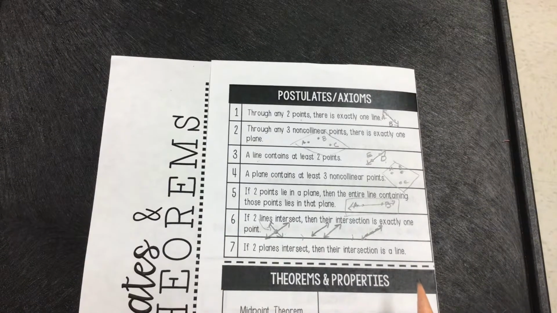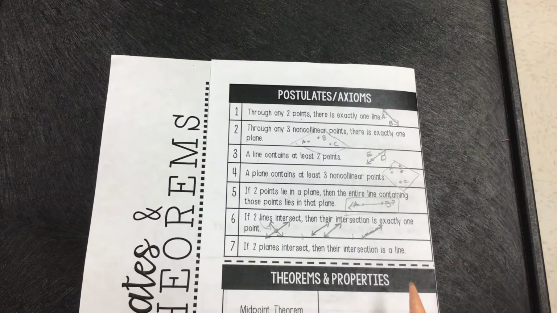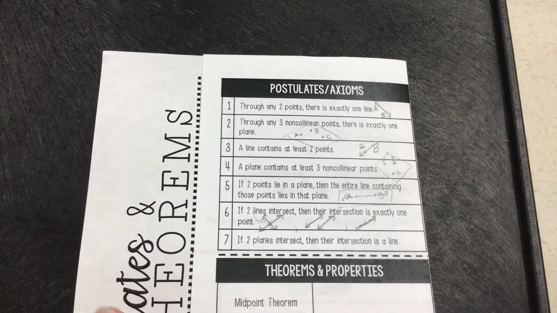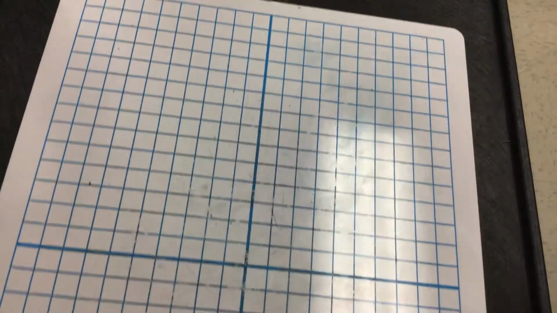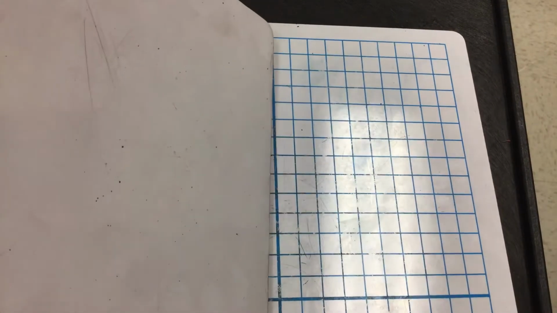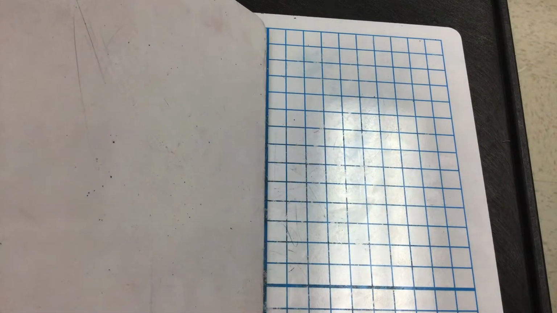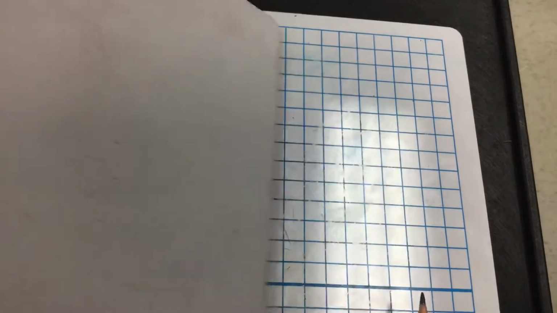Number 7, if 2 planes intersect, then their intersection is a line. So what is it talking about? And this is demonstrated easier with actual planes. I'm going to take this plane right here, and I'm going to intersect it with this one right here. So where does it touch? All throughout this line. So 2 planes that intersect at a line.